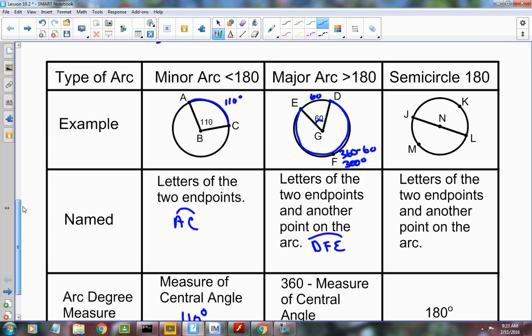Then the third type of arc is the semicircle, and that's basically half of your circle. It measures 180 degrees. But just like the major arc, if I said arc JL, would you know which semicircle I was talking about? No. So, like, if I was going to talk about this semicircle, I would have to put a point in between. So I would have to name this arc JKL and put a little mini arc on top of it. If I wanted to talk about the other semicircle, again, I'd have to put the letter in between, so it would be arc JML with a little mini arc on top of it. And your semicircles always measure 180 degrees because it's half the circle. And your semicircles are created by the diameter, okay?